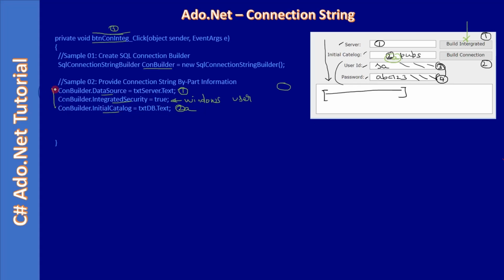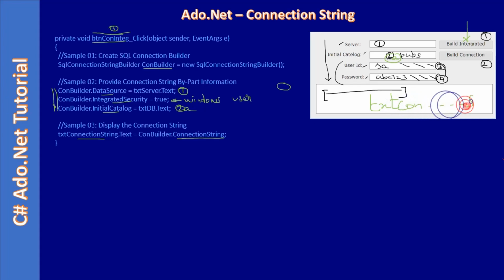So using the con builder, we are populating the property, and once you populate all the properties, you can make use of the connection string property, con builder dot connection string. This will return a string, and we are assigning that to the txt connection string. So we are assigning the text here.